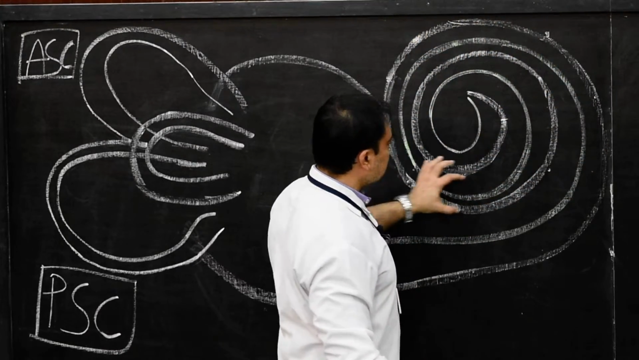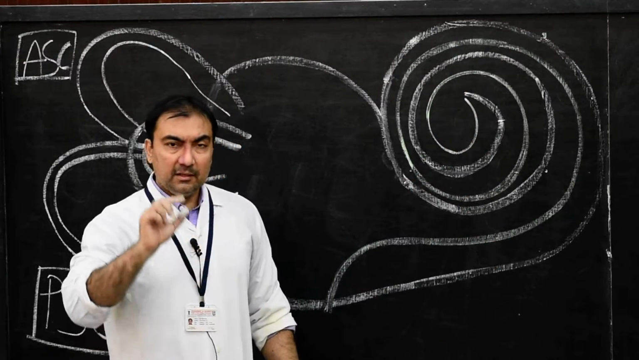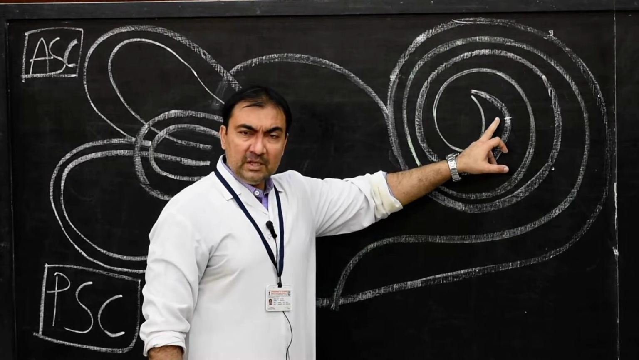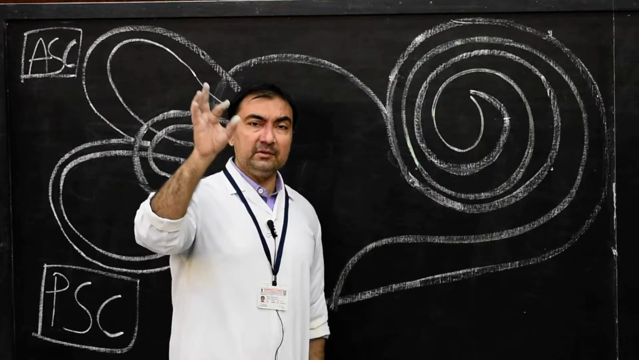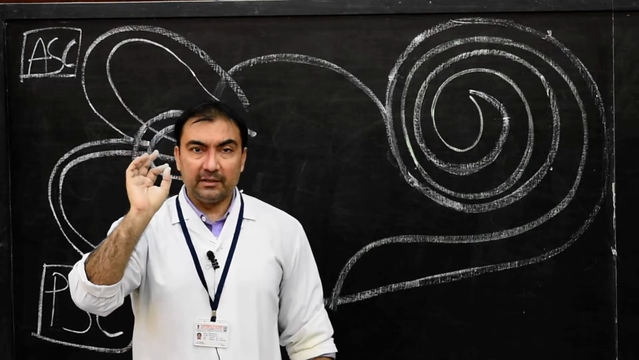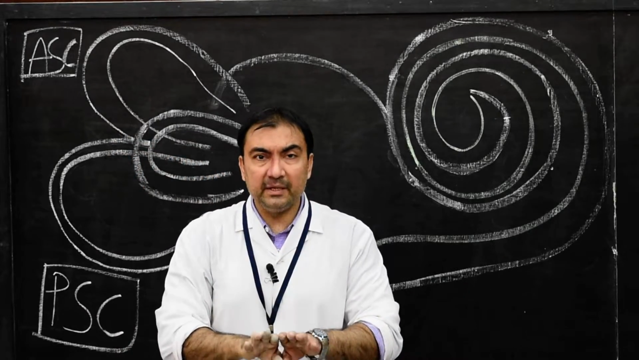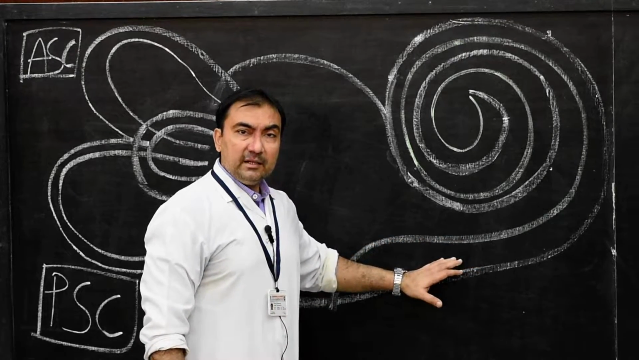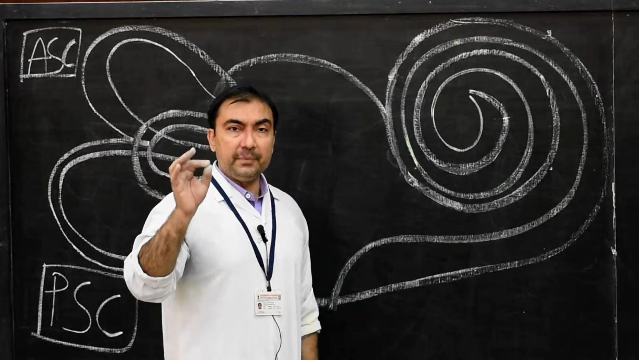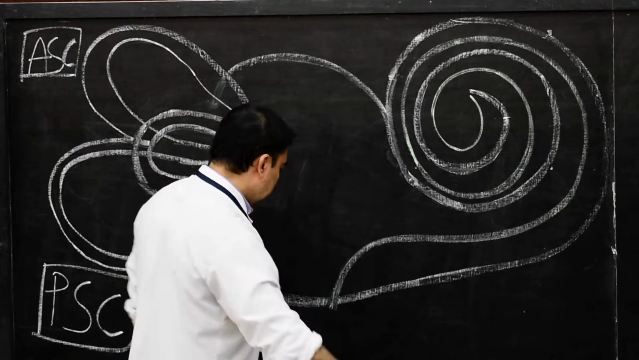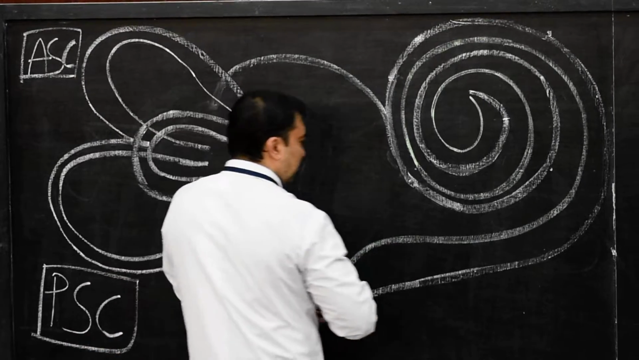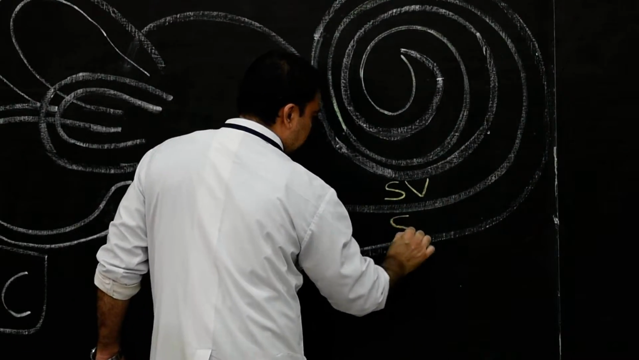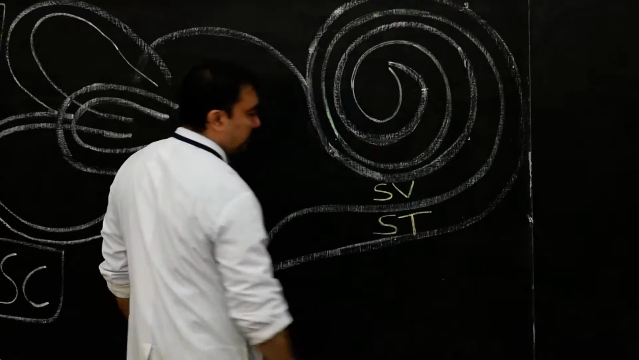In this way, in the turnings, these parts will be located. Upper part will be located with relation to the apex, and that segment will be known as scala vestibuli, and the lower part will be related to the basal turnings of the cochlea. That will be known as scala tympani, scala vestibuli and scala tympani. So here I will write it as scala vestibuli. This I will mention it as scala tympani.